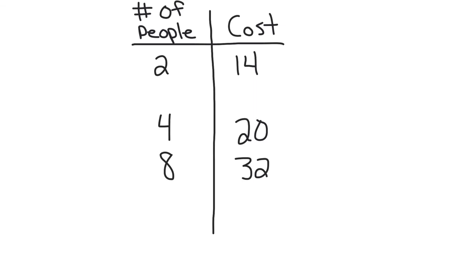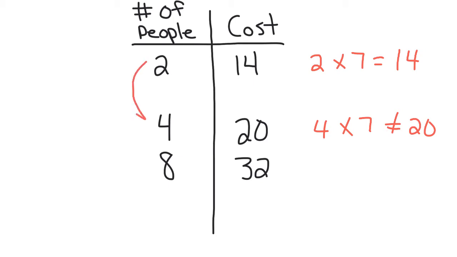So this is definitely not a proportional relationship, because if you think about it, 2 times 7 equals 14, but 4 times 7 does not equal 20. So we know this is not proportional. So we need to think of another way that we can look at this.